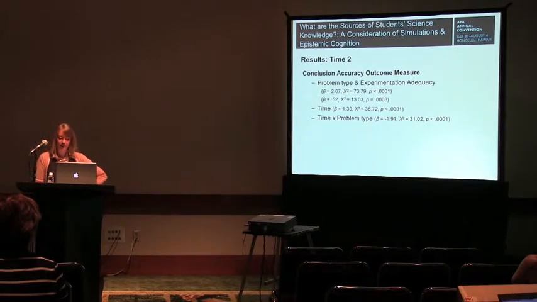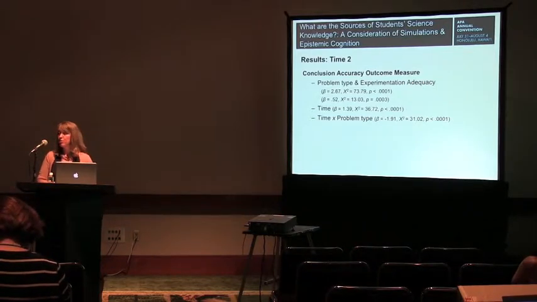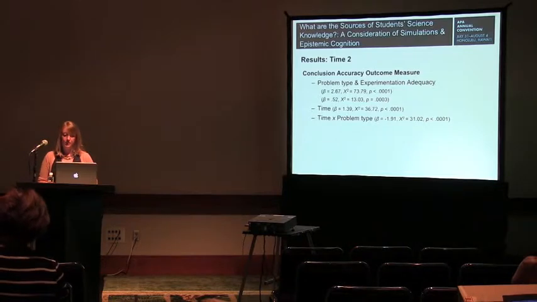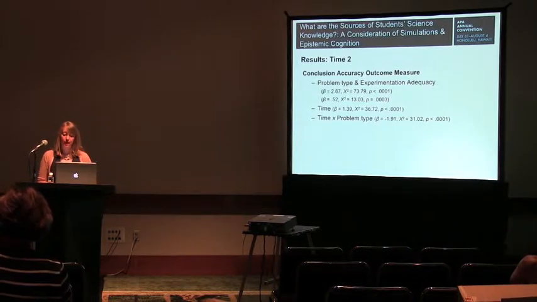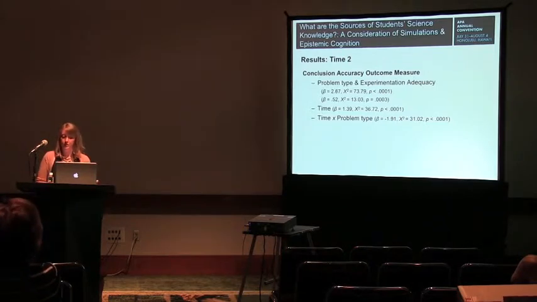So we went back again 12 weeks later, and now included time as a predictor in this GEE model. Is there an impact of a 12-week delay on their conclusion accuracy? And in fact, time is a significant predictor. As we would expect, problem type and experimentation adequacy both remained significant predictors over time, so experimentation adequacy still mattered, and the time by problem type interaction was significant as well.